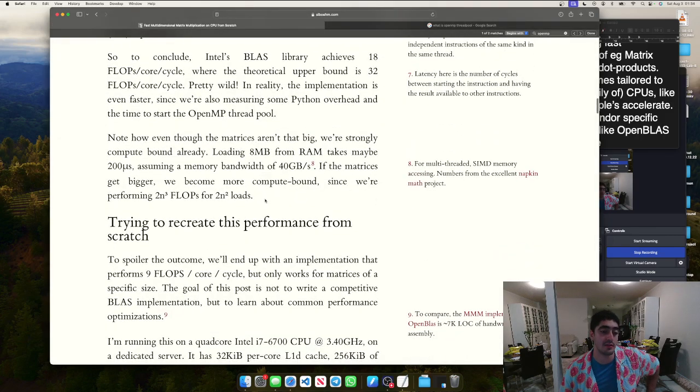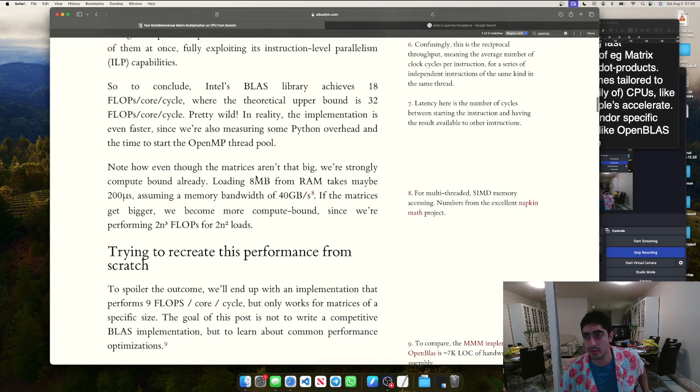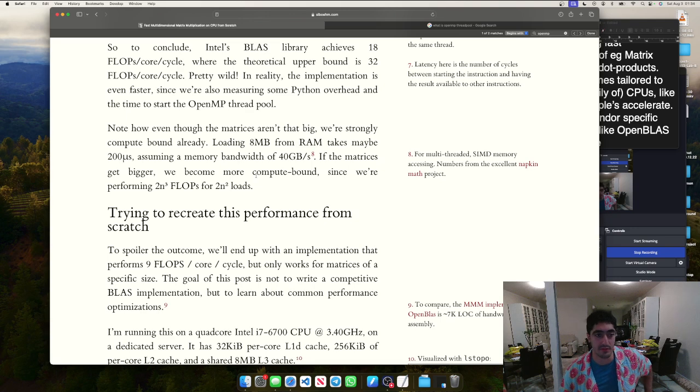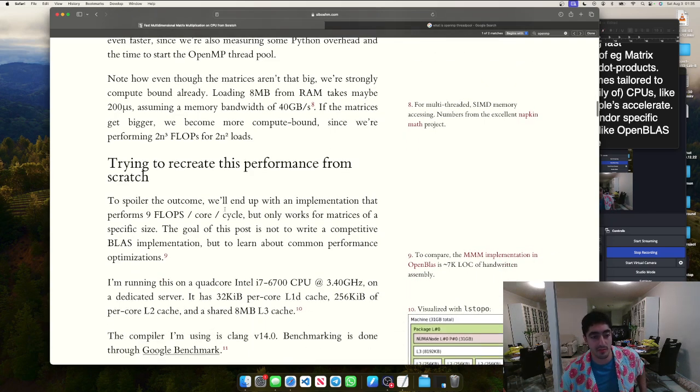Okay. Note how even though the matrices aren't that big, we're strongly compute bound already. Loading 8 MB from RAM takes maybe 200 microseconds, assuming a memory bandwidth of 40 GB per second, for multi-threaded SIMD memory access, numbers from the excellent Napkin Math project. So that's some average number he's using. If the matrices get bigger, we become more compute bound since we are performing 2n cubed flops per 2n squared loads, trying to recreate this performance from scratch.